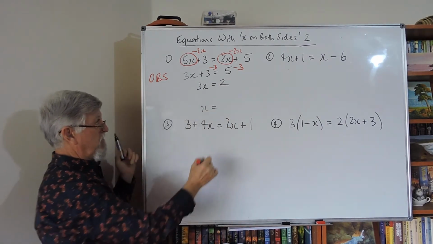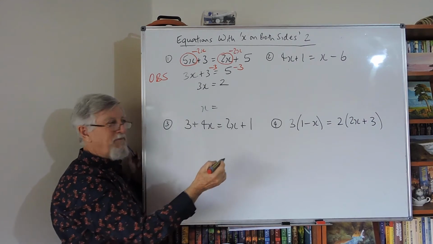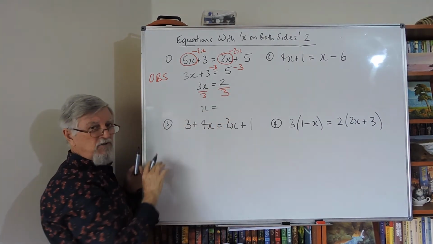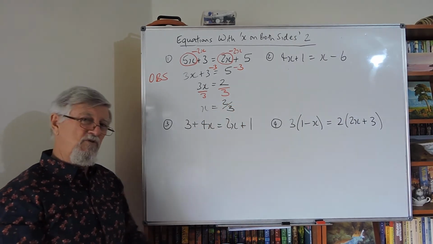And everyone's favourite topic: between the 3 and the x is a times. So how do I get rid of times by 3? I divide by 3 and I divide by 3, and the answer is 2/3, which I was talking about, everyone's favourite topic. Quite okay, but it's just 2/3.